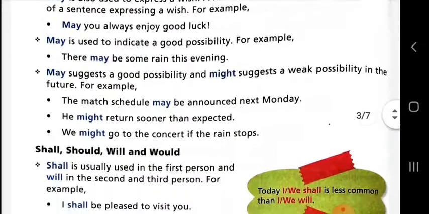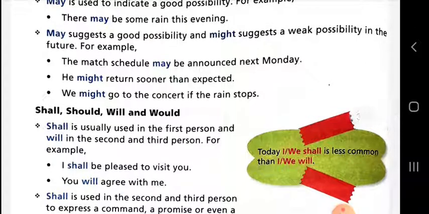Now we are going to talk about shall, should, will, and would. Shall is usually used in the first person and will in the second and third person. First person means I and we. With the subject I and we, shall is used, and second person you, third person he, she, it, they. With these subjects, will is used.